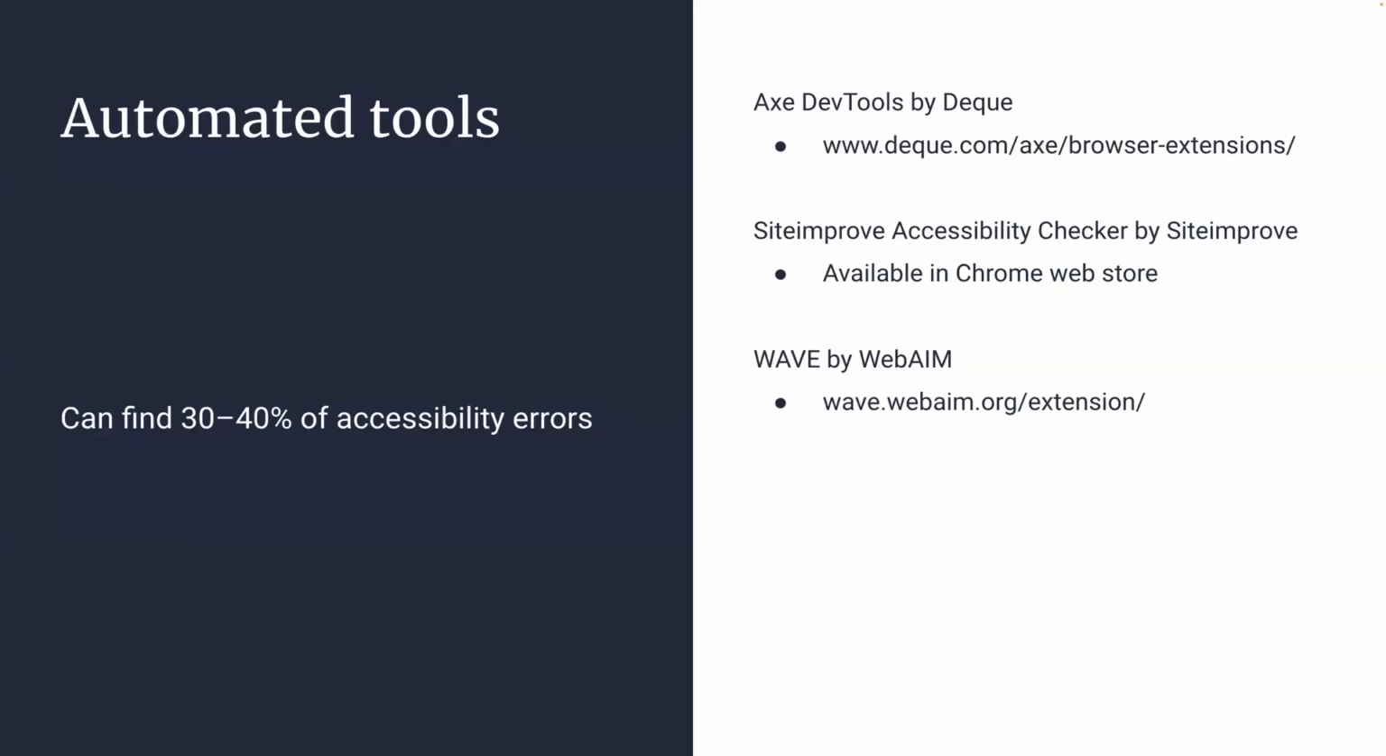www.deque.com/axe/browser-extensions. There's also a paid version of this, which includes guided manual testing of your page. SiteImprove Accessibility Checker by SiteImprove. This one's Chrome only and is available in the Chrome Web Store. And WAVE, which stands for Web Accessibility Evaluation Tool by WebAIM. WebAIM stands for Web Accessibility in Mind and is generally a great online resource for accessibility information. You can get WAVE at wave.webaim.org/extension.